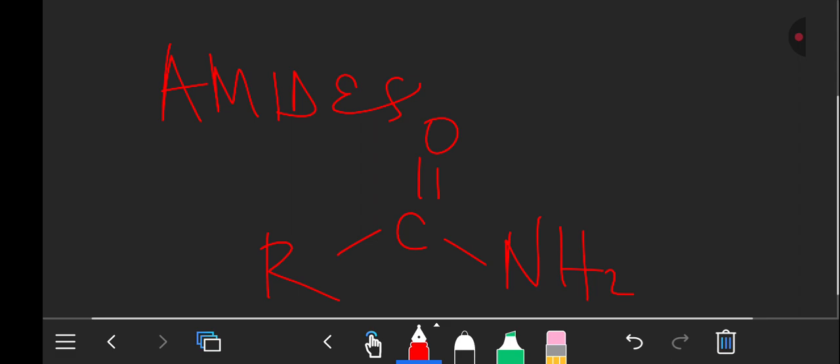Okay, but we need to understand that this amine group can also be replaced by this group, or maybe we just have this, depending on whether it is a secondary amide or a primary amide. So let's look at secondary and primary amide. I will give an example.